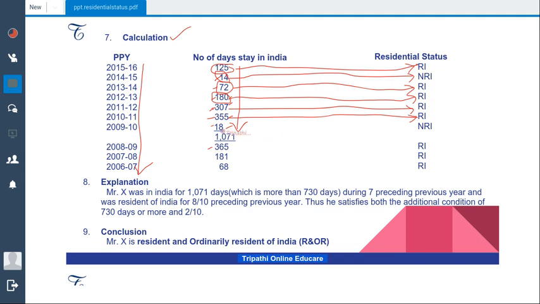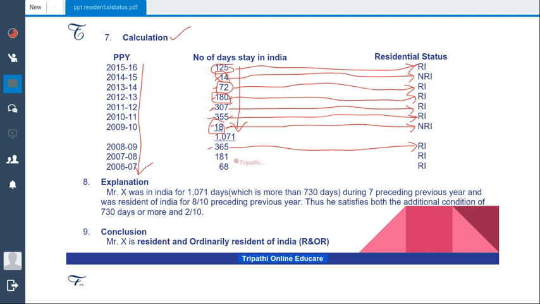Next year, 2009-10, you can see it is 18 days. Now, 18 days is less than 182 days as well as 60 days. Thus, he is not fulfilling any of the basic conditions and he will become non-resident of India in this particular year. Next year, 2008-9, you can see it is 365 days, which is more than 182 days. Hence, he will become resident of India for this particular year.